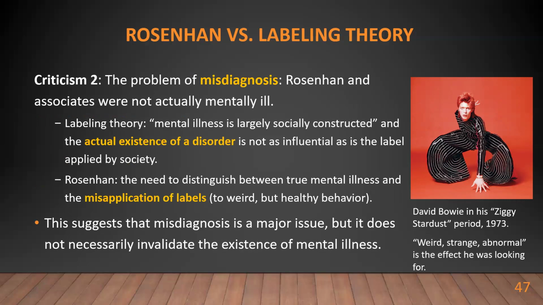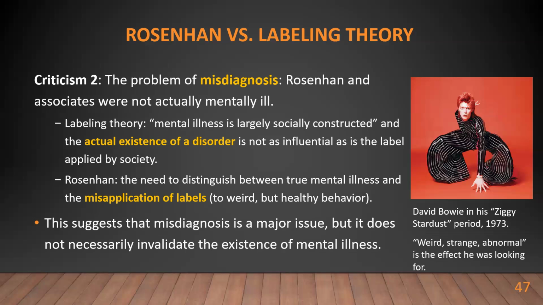Rosenhan and associates were not mentally ill. We know that. But the labeling theory, which proposes that mental illness is largely socially constructed and the actual existence of disorder is not as influential as the label applied by society, does not recognize this. We need to distinguish between true mental illness and misapplications of labels, such as being weird.